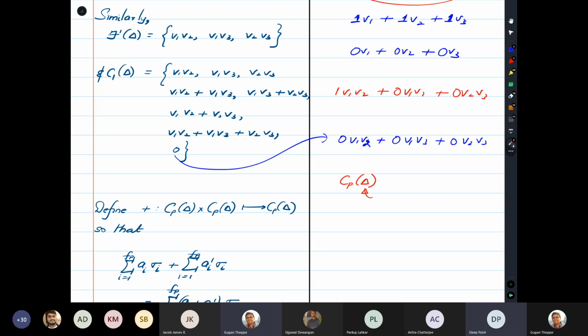When you write V1, V2 here, do you mean the element-wise product of the two vectors? Okay, this is not a product.